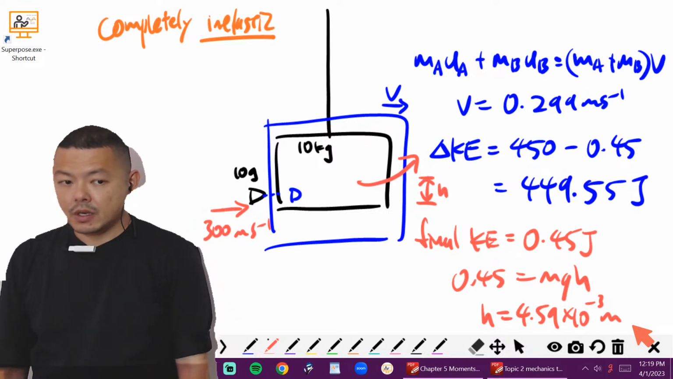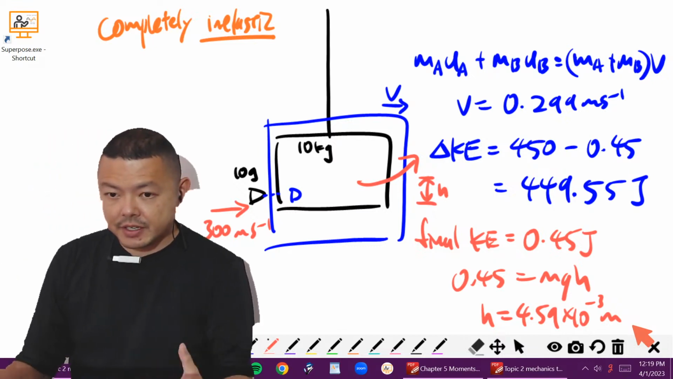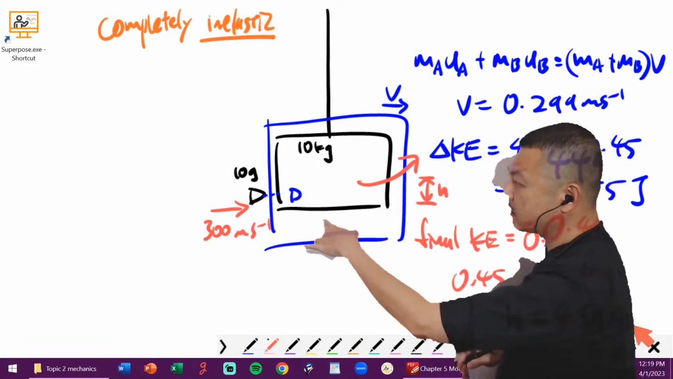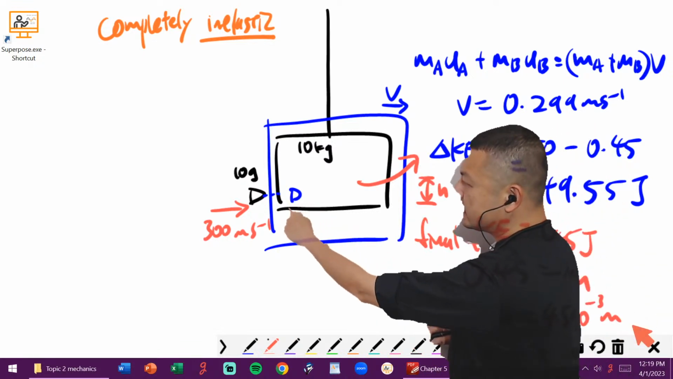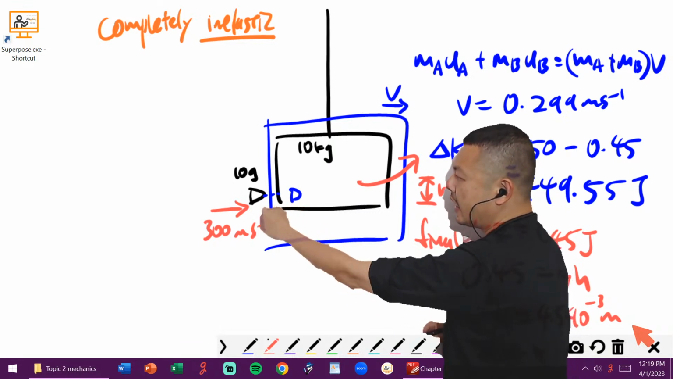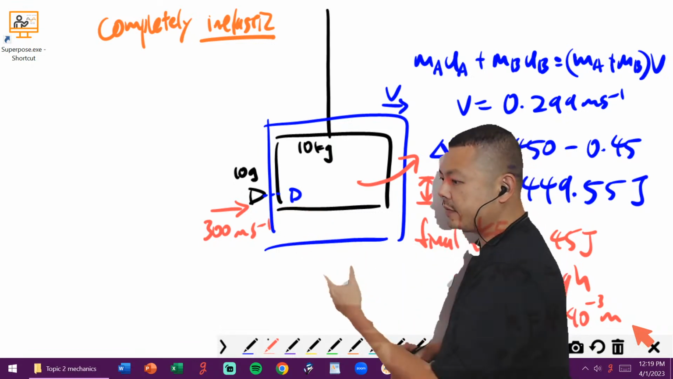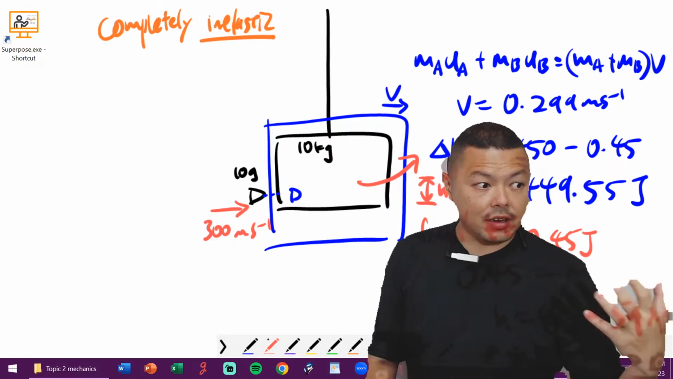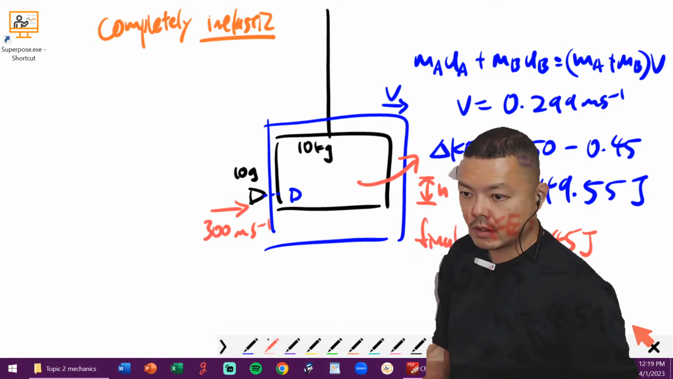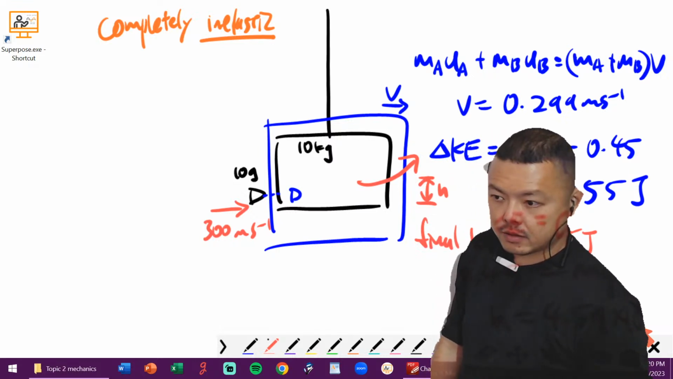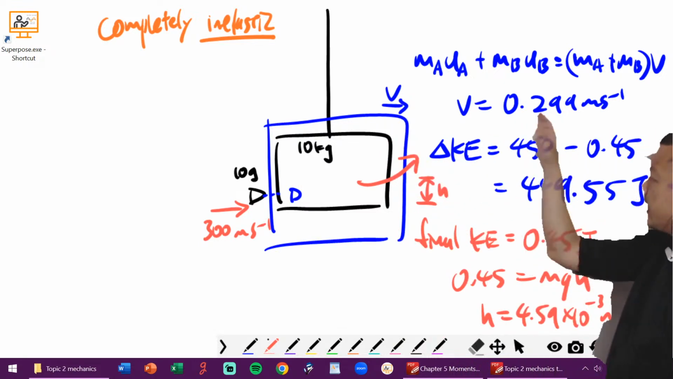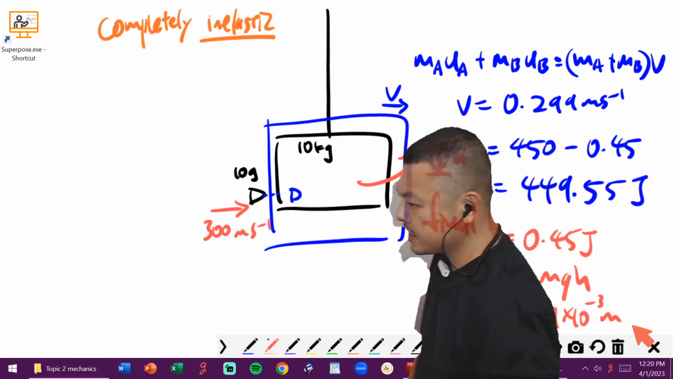Okay? So the whole question here anchors on this point. It anchors on the point of you understanding that it is an inelastic collision, and therefore KE is lost. So you have to accept that KE is lost. So you cannot take the KE of the bullet and convert it to the KE of the entire system here. You're not supposed to do that. You're supposed to calculate the loss in KE, which is done this way, using the momentum equation. Okay?